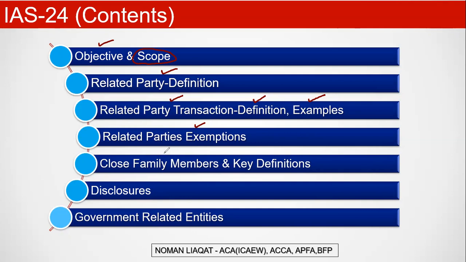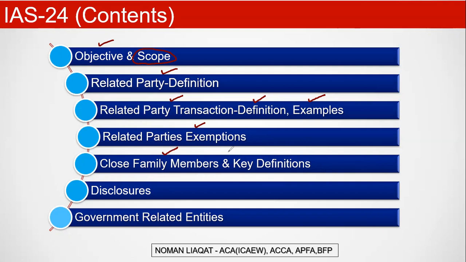Then we will be talking about close family members. What do you mean by close family members, and how can we relate close family members with related parties? Do you think there is any relationship between close family members and related parties or not? We will discuss in detail.